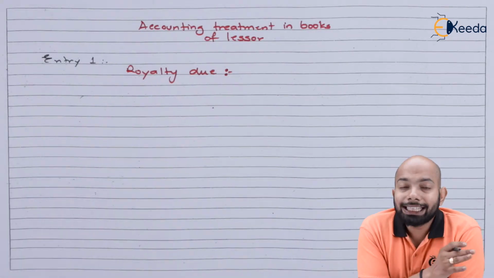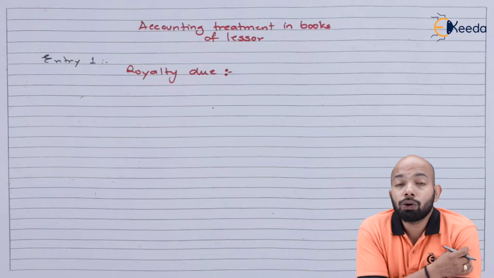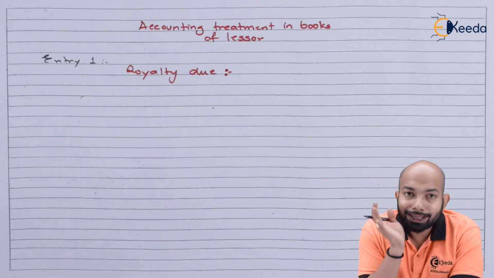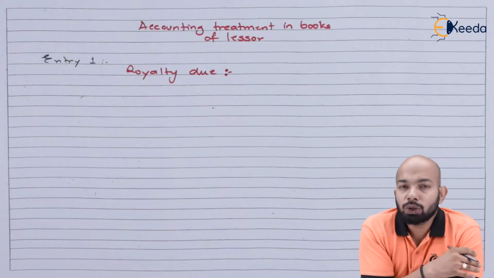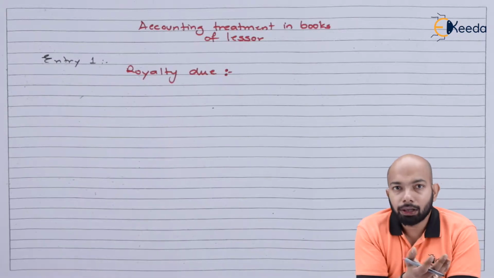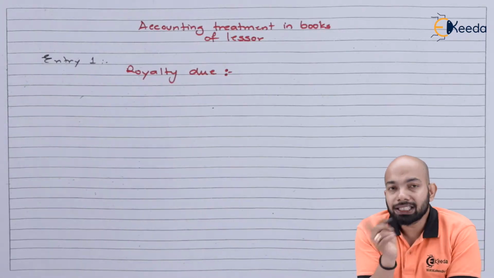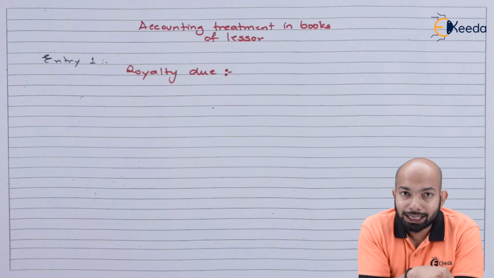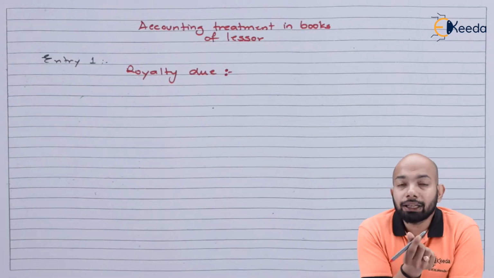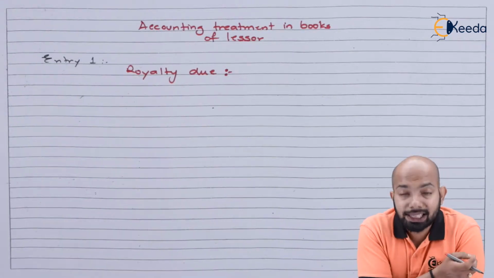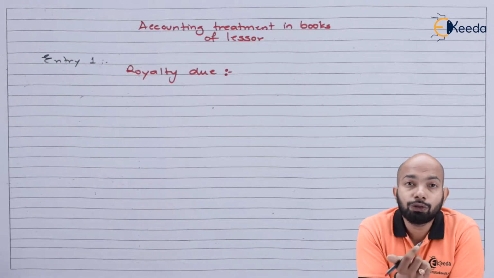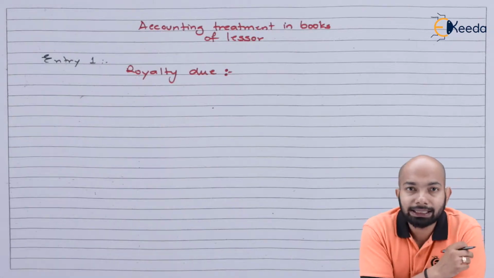So the first entry that we'll be passing in the books of lessor is royalty due, because this is a similar kind of entry to the one we passed in the books of lessee, which stated royalty payable. If that is payable from his side, then for this party it is something receivable, hence royalty is due for him to receive. So let's pass that entry.